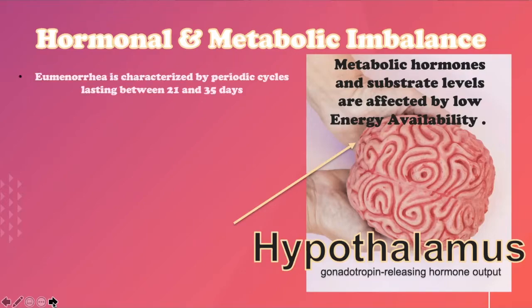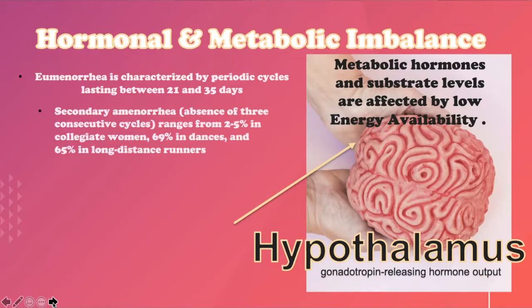So we know that normal menstrual function, a normal period cycle, is 21 to 35 days. But if you look at the data, secondary amenorrhea is the absence of your menstrual cycle for 3 cycles. And we can see that in collegiate women in general, it ranges from 2 to 5%. But when you look at dancers and long distance runners, that number is significantly higher.